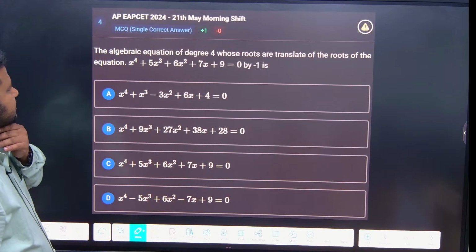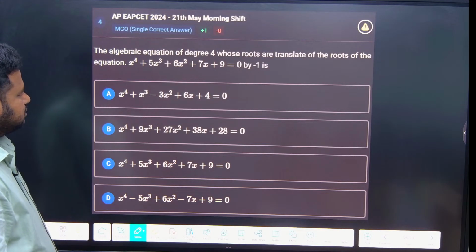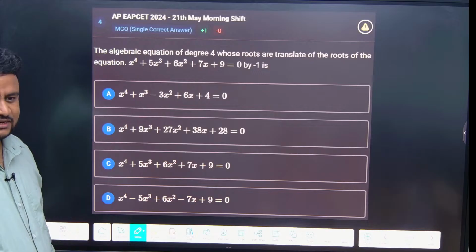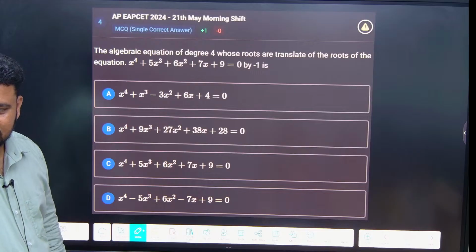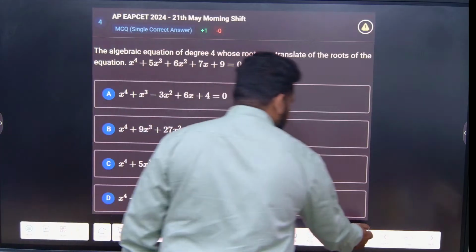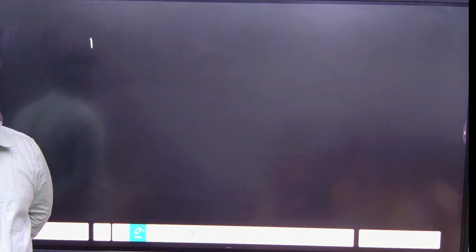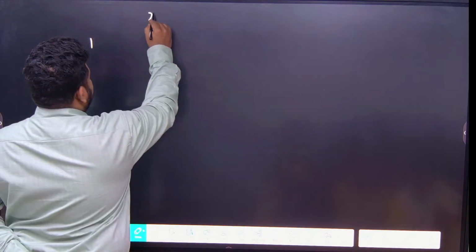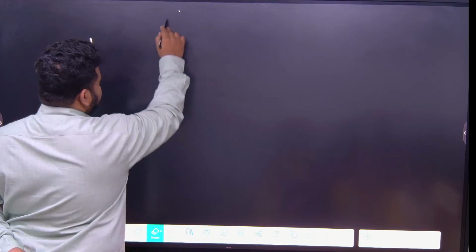Now see here, they are telling the algebraic equation of degree 4 whose roots are translates of the roots of the equation, this one is equal to 0 by minus 1. If they are telling minus 1, you have to take plus 1. If minus 2 they give, if minus 5 they give, we have to take plus 1. Why? So x is equal to minus 1, so it will become x plus 1 is equal to 0. So we have to take plus 1. Understood? That's why you have to take it.